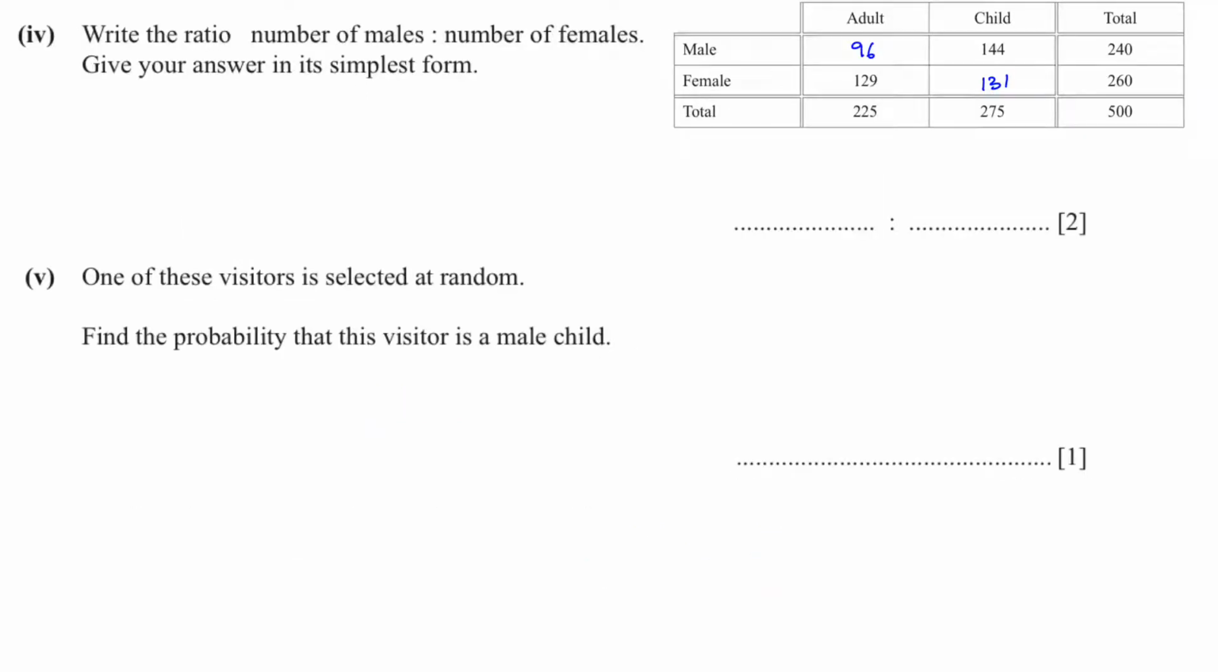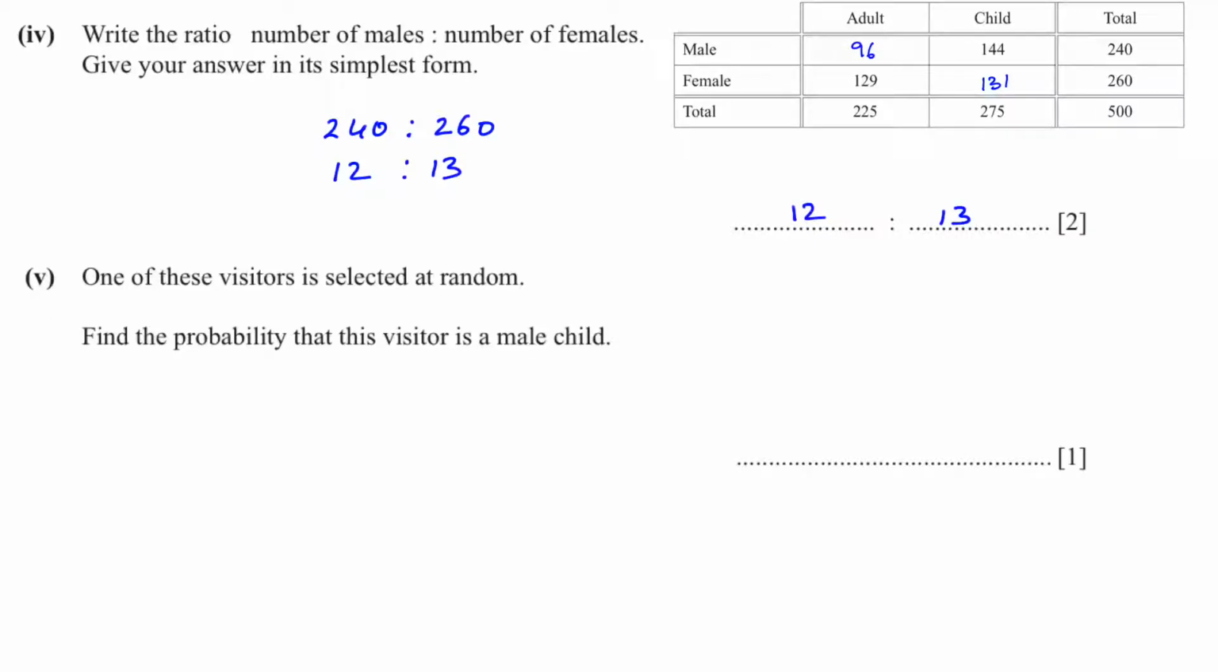In part 4, write the ratio number of males to number of females. Give your answer in its simplest form. So these are the males, total is 240 and female total is 260. They want males to females, so therefore 240 is to 260. And when you simplify it, you will get 12 is to 13.